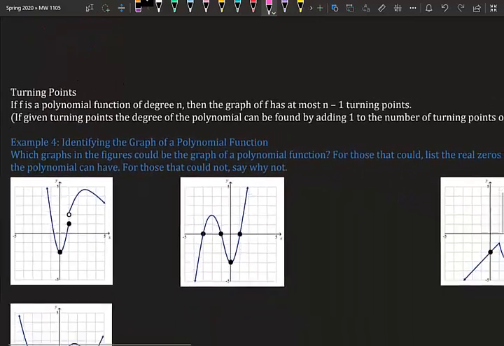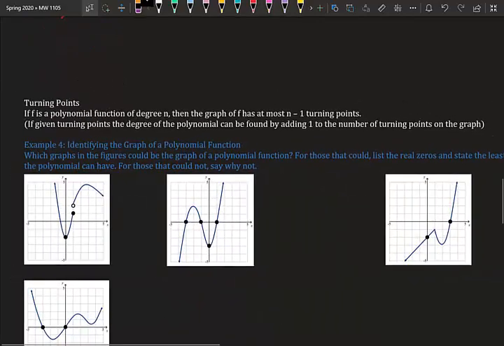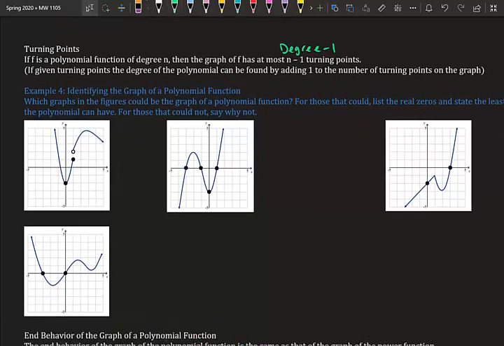All right, turning points. If f is a polynomial function of degree n, meaning that you have a polynomial and it has a degree, then the graph of f has at most n minus 1 turning points. So that's degree minus 1. If given turning points, the degree of the polynomial can be found by adding 1 to the number of turning points on the graph. And that's what we have in these pictures below. We're given how many times it turns. So since we know how many times it turns, we can find the least degree.